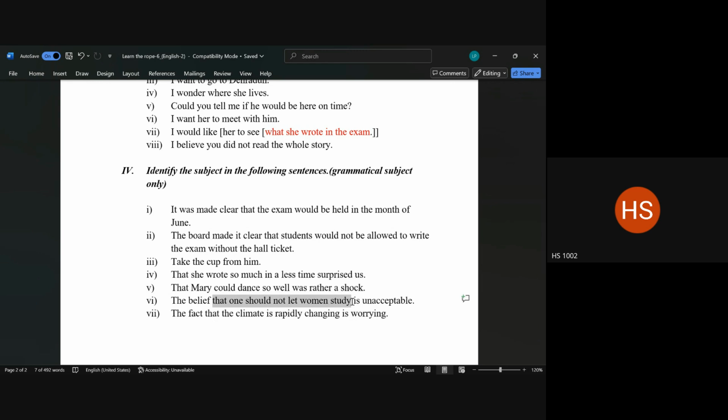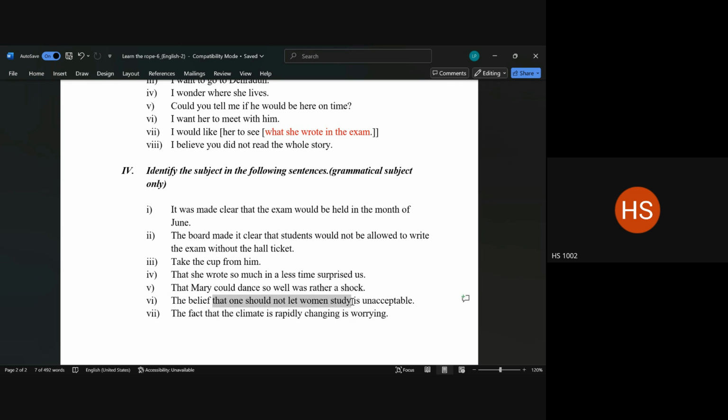This is not even an adjectival clause. This is actually that clause that is co-indexed with the subject, the belief, right? The belief that one should not let women study is unacceptable. So the belief and that one should not let women study are one and the same. They talk of each other. Whether I say the belief is unacceptable or that one should not let women study is unacceptable, they mean the same thing. There's a co-indexation between both of them.